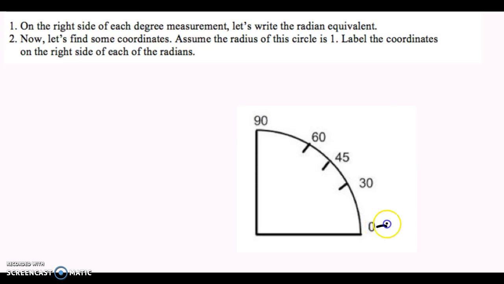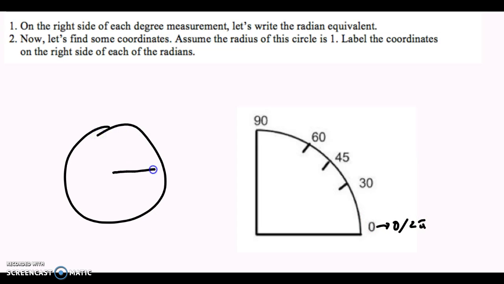0 degrees is going to be 0 radians or 2 pi radians. The way I know it's 2 pi radians is that if I had a full circle and the radius is 1, well, the entire length all the way around the circle would be 2 times pi times the radius, which gets me 2 pi. That's how I know that this terminal side could be 0 radians or, in a full circle, 2 pi radians.